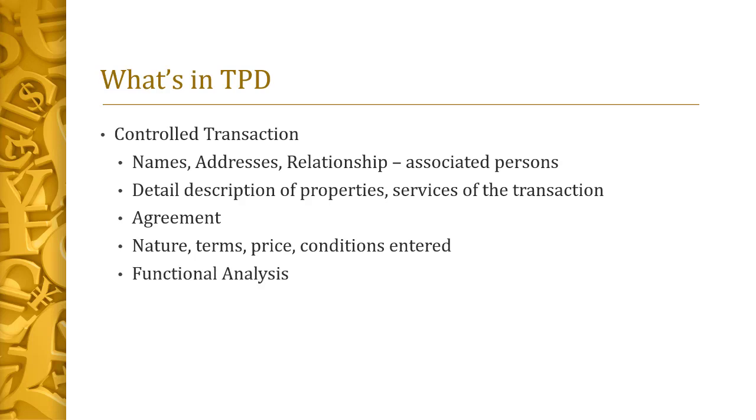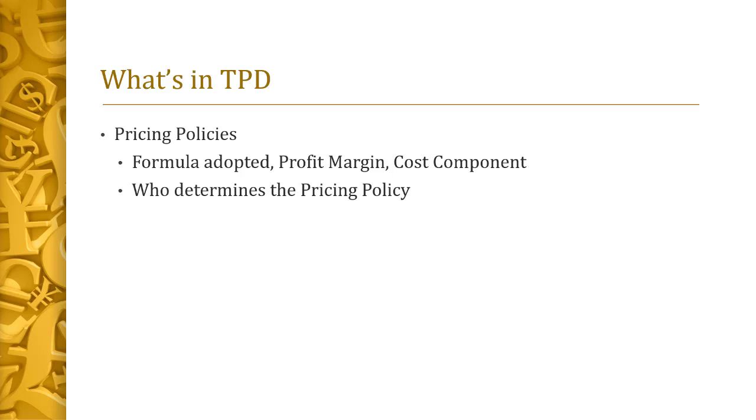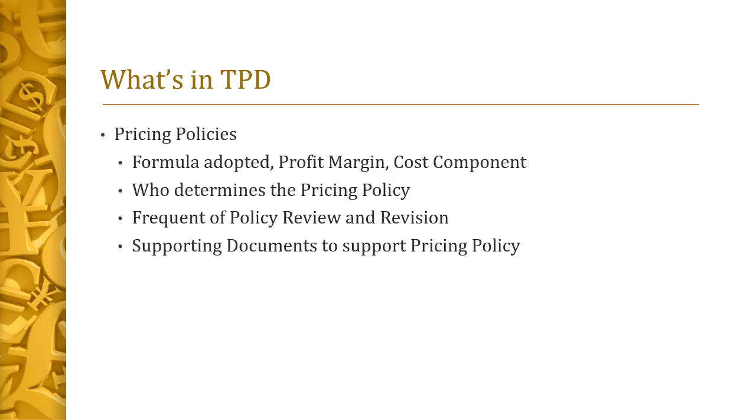Now I'm going to share a bit with you about the functional analysis in the next session. It's just a short session about functions, assets and risks involved that support the comparability analysis. Now if there's any forecast, budget, financial estimates associated with the transaction, all that will cover information on the controlled transactions. Now then, your pricing policies, what formula you've adopted to arrive at your price, your profit margin, your cost component. These are all very, very relevant details in affecting the choice of why a price is set. Now, who has the power to determine the pricing policy, and how often this pricing policy is being reviewed, and when it will be revised, and all the supporting documents that support your pricing policy should be included as part of your TPD.